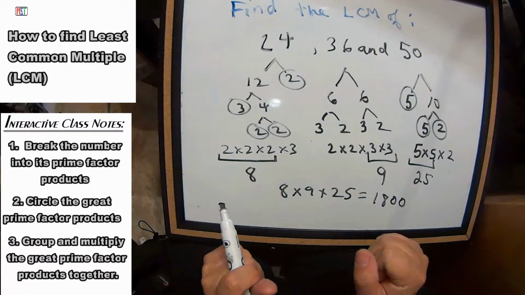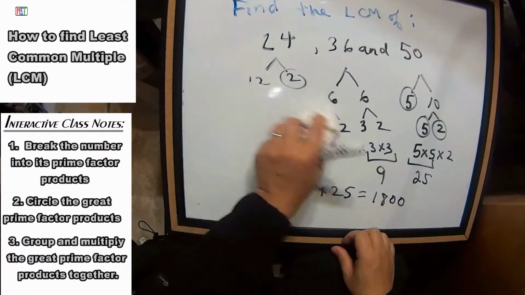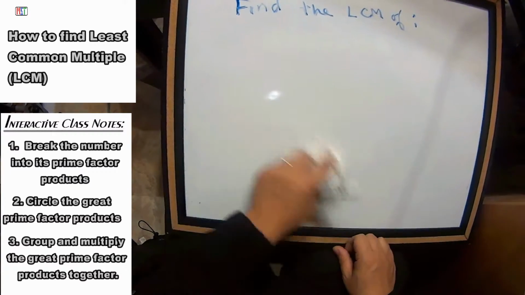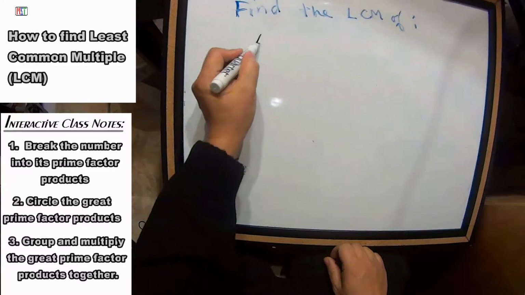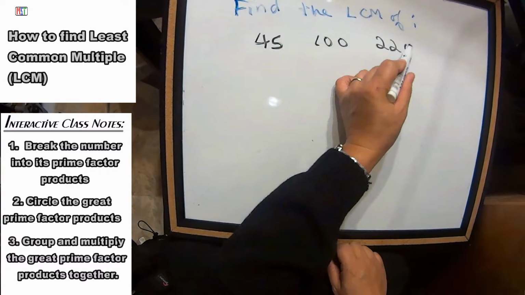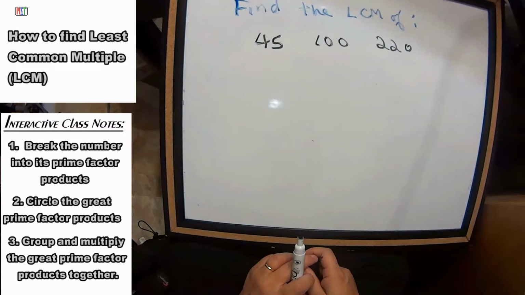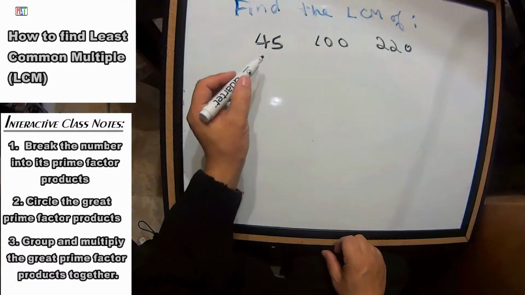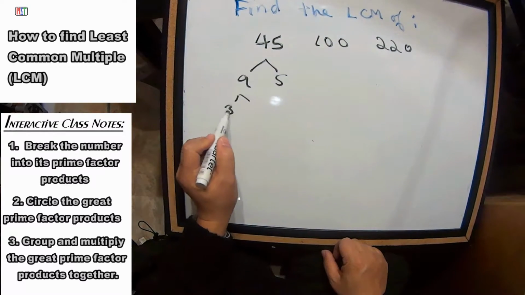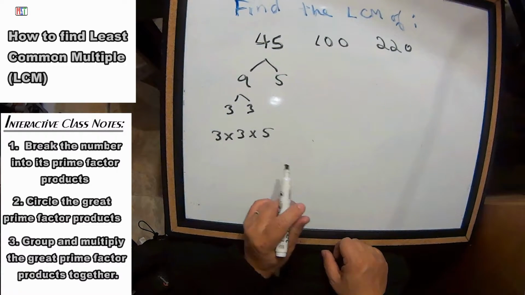Alright, let's do a bonus! Let's try the last 3 numbers, 45, 100, and 220. That gets pretty big now, right? So what is the least common multiple of 45, 100, and 220? Well, again, we have to break it down to its prime factors. So 45 is 3 times 3 times 5 for its prime factors.